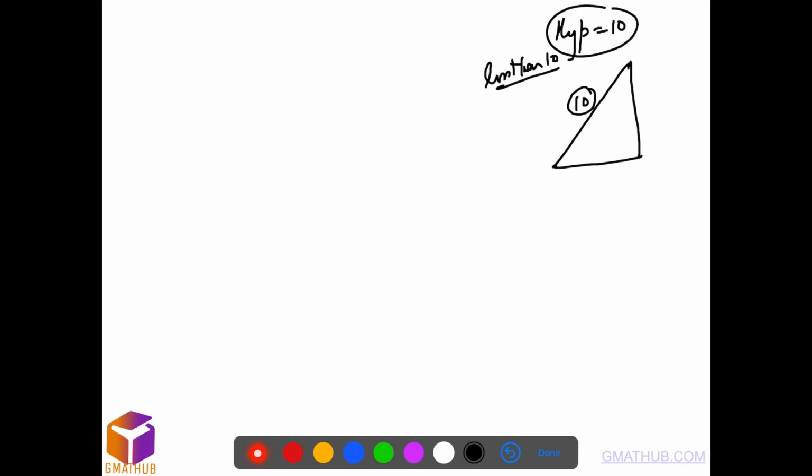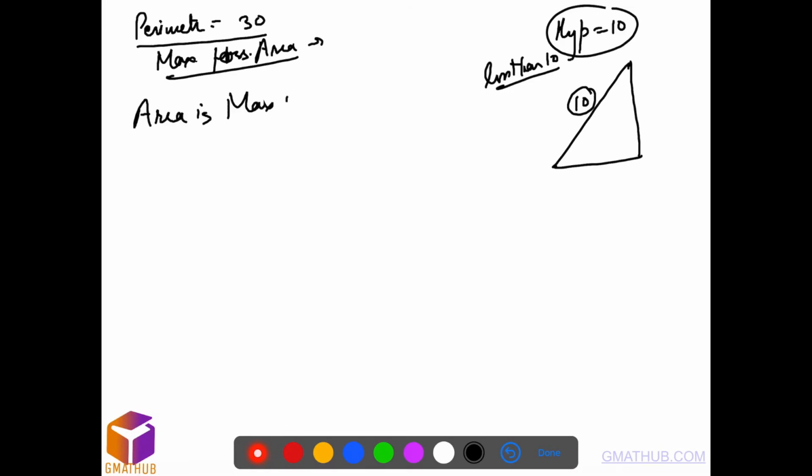Now let me take one simple question. Perimeter of a triangle is 30. What is the maximum possible area of the triangle? We are not talking about just area, but maximum possible area. So there is a rule which says area is maximum when symmetry is maximum. The figure becomes as symmetrical as possible. In that case, the area would be maximum. So the symmetry maximum can become for a triangle when it is an equilateral triangle.